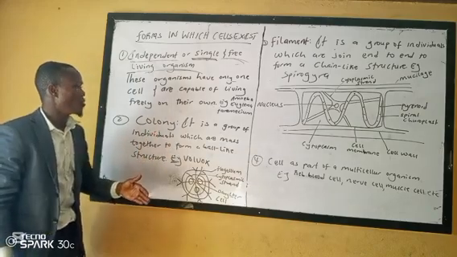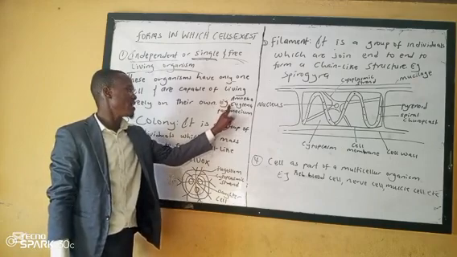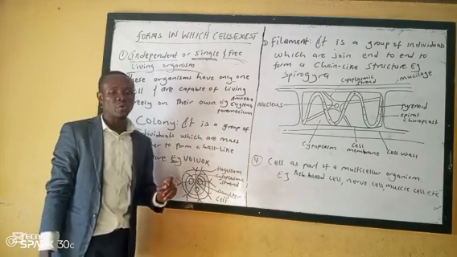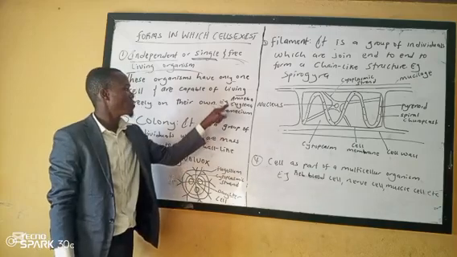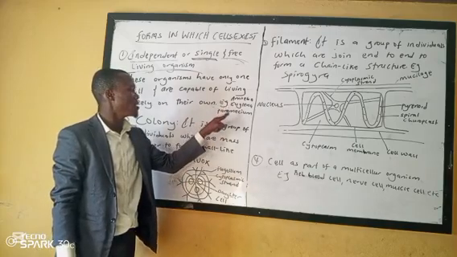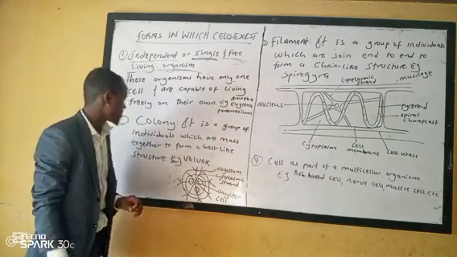So examples of these organisms, we have amoeba, we have Euglena, we have Paramecium. There will be a separate lesson in which we can talk about amoeba, Euglena, and Paramecium in detail.